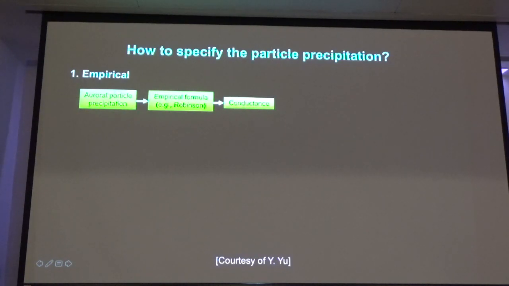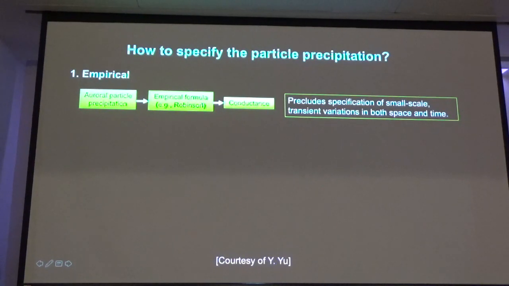In this method, the community gets the particle precipitation either from the statistical distribution of the particle precipitation data or inferred from the aurora morphology, which is plugged into an empirical formula such as Robinson's equation to calculate the conductance. Since this method is based on the empirical distribution, it may preclude the specification of the small-scale and transient variation in both space and time.